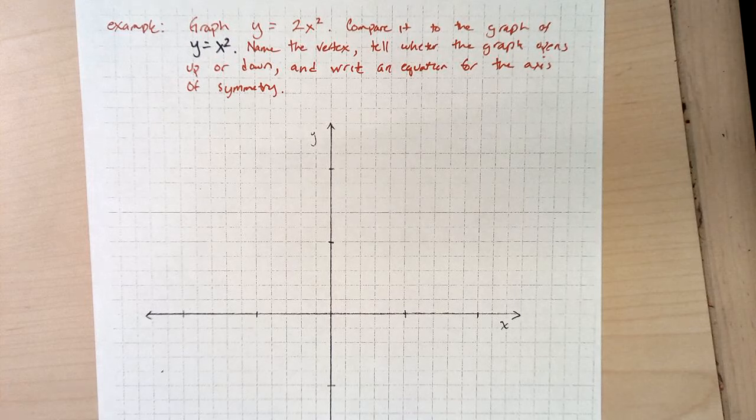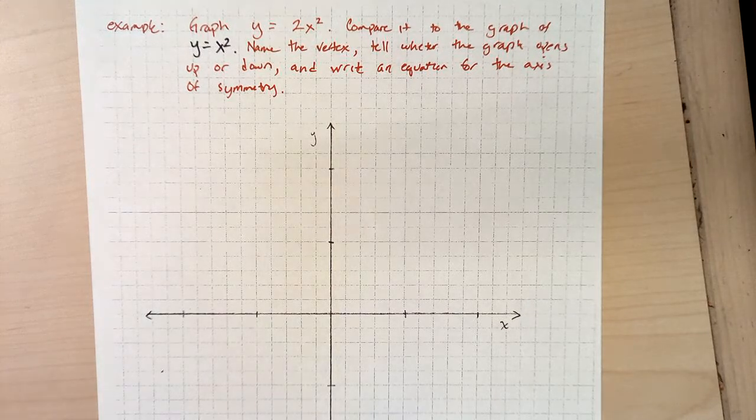All right, so now I'm going to take a look at another example of graphing a quadratic function. In this case, we'll graph y equals 2x squared. But what we'll always do is compare every graph to what I refer to as the parent graph, y is equal to x squared. And then for y equals 2x squared, we want to figure out the vertex, whether the graph opens up or down, and then write an equation for the axis of symmetry.